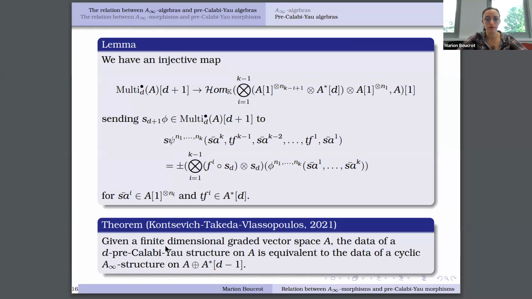So the finite dimensional assumption is useful to construct a pre-Calabi-Yau structure coming from an infinity structure, and also to say that this is cyclic instead of almost cyclic. But in fact, coming from a pre-Calabi-Yau structure, it's possible to construct a non-cyclic infinity structure on this space without this finite dimensional assumption.